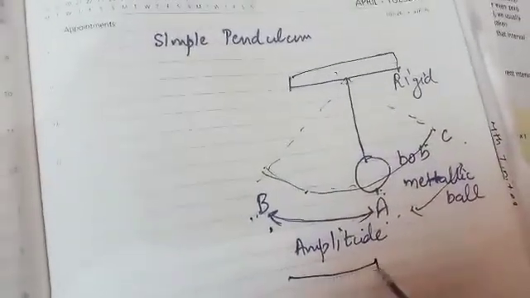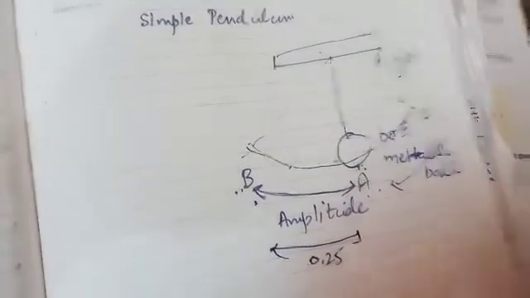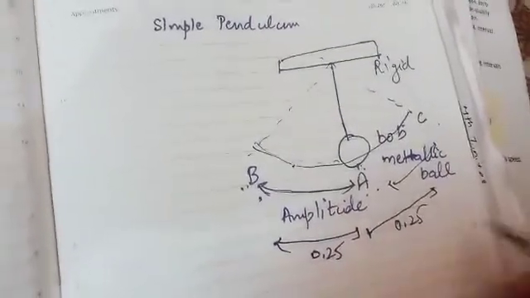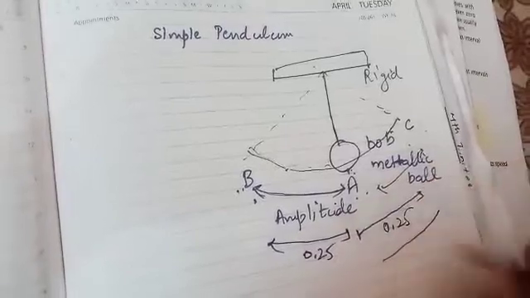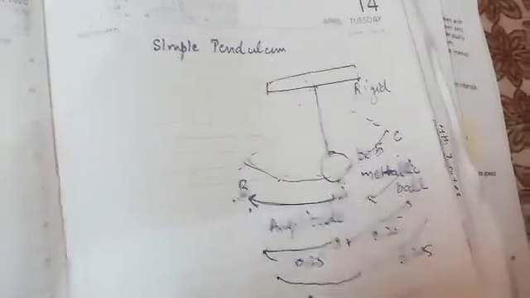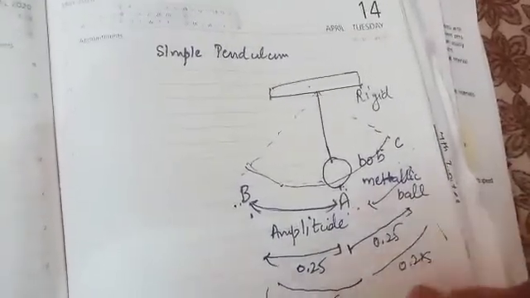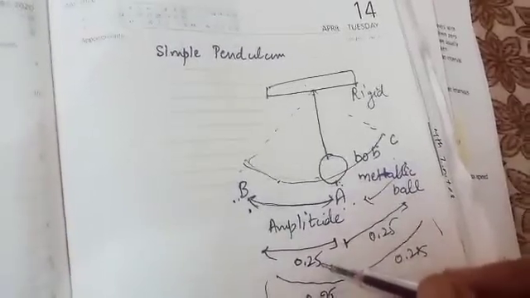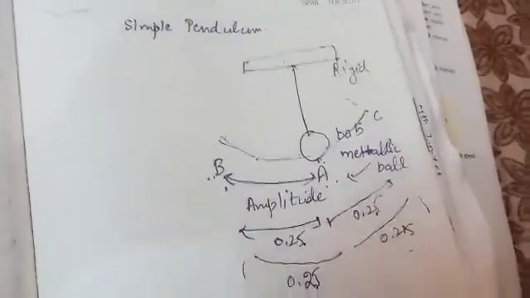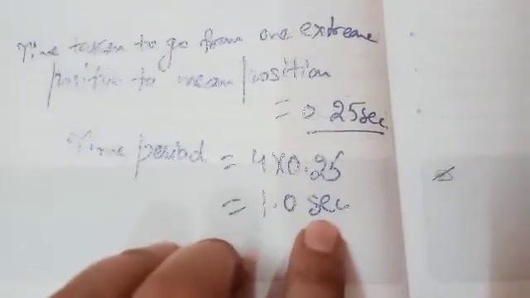Or you can do it this way also. They are saying it is going from extreme to mean position, taking 0.25 second. Again it goes from there to there, again 0.25 second. Then again it comes from C to A, 0.25 second. Then from A to B, 0.25 second. This will be its one oscillation. Then total time is 0.25, 0.25, 0.25, 0.25, 4 times 0.25. 4 multiplied by 0.25 is 1 second.